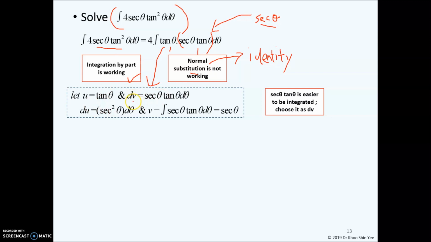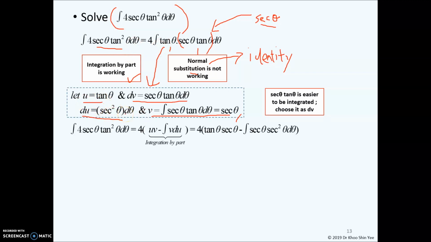As we mentioned earlier, we let the dv equal to secant tangent. We want to integrate it. So you get v equal to secant, because when you differentiate secant, you get secant tangent. So we have to let the u equal to tangent, so du equal to secant square. So this is our integration by parts. Secant angle, tangent square angle. This component is computed by uv minus integral of v du. So this is your u, this is your v, and this is your du.